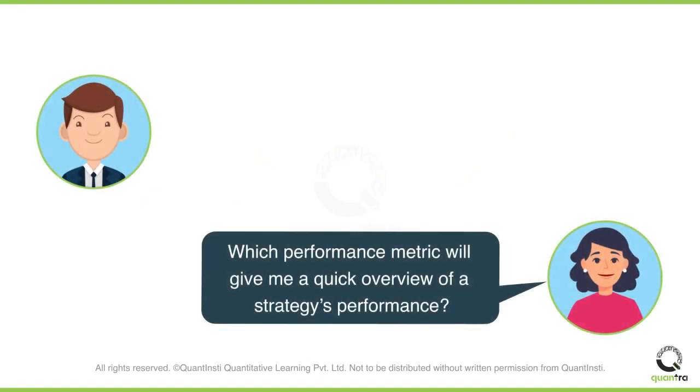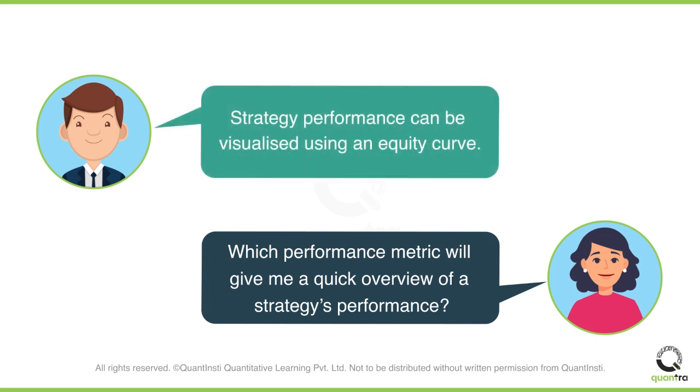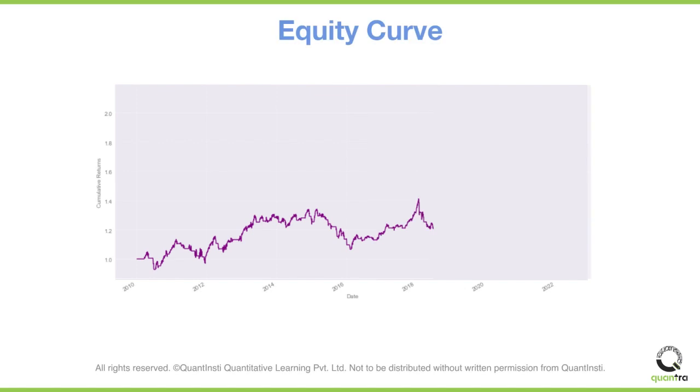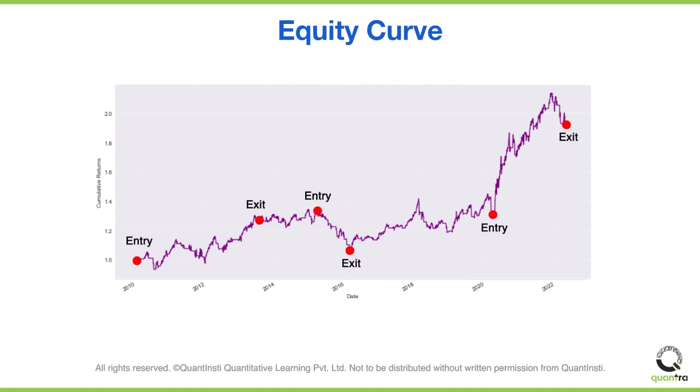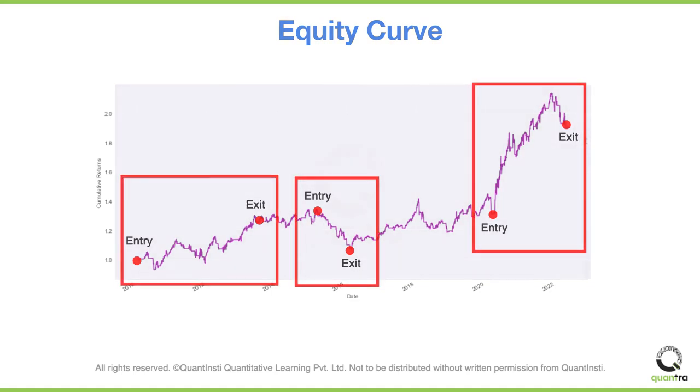With this in mind, Sophie asks John, which metric can she use for a quick analysis of a strategy's performance? John informs her that she can visualize the journey of these different trades from start to end through an equity curve. John further plots the strategy's cumulative returns over 12 years, and explains that the equity curve is a graphical representation of the performance of a strategy over time. He further says that the equity curve shows a summary of all the trades made during this time period, as well as what happened within these trades.